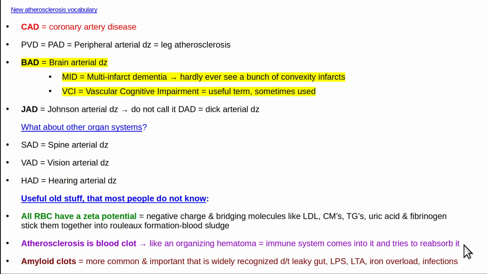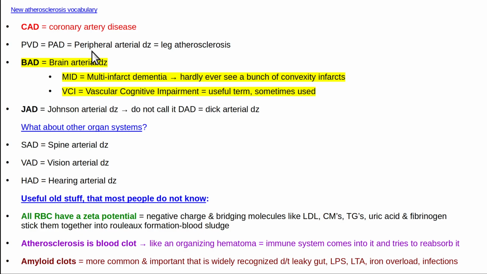Okay, this video is called New Atherosclerosis Vocabulary. Everybody knows CAD. CAD means coronary artery disease, and that typically refers to the epicardial coronary arteries, the big ones on the outside of the heart. You can get microvascular angina, microvascular atherosclerosis in the smaller arteries, so-called syndrome X. But now let's talk about the legs.